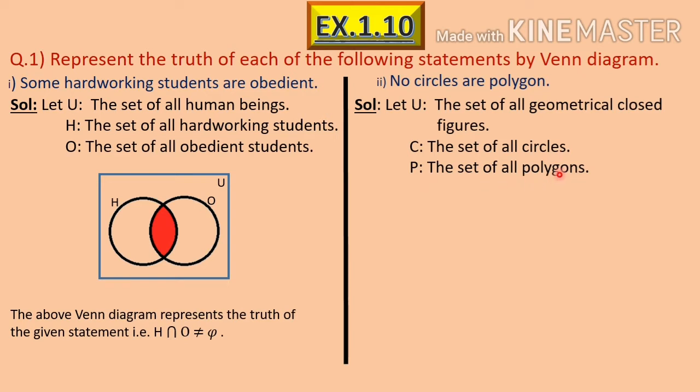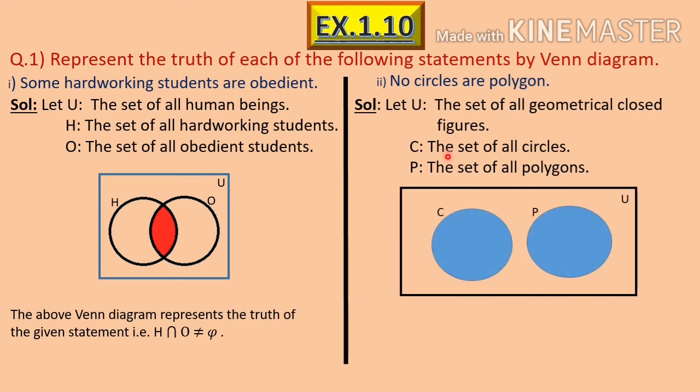So the Venn diagram for the given statement will be two circles which are disjoint, because the statement is no circles are polygons. That means no element of the set of circles comes in the set of polygons. So the set of circles and the set of polygons are two totally distinct sets. So we will be drawing the figure like this, two separate circles having nothing in common.